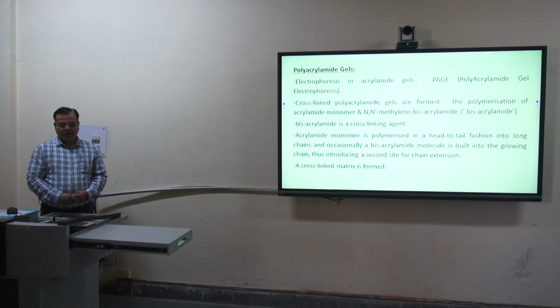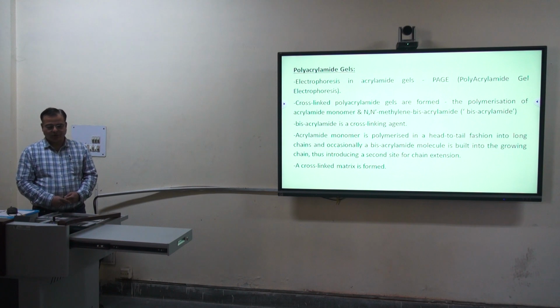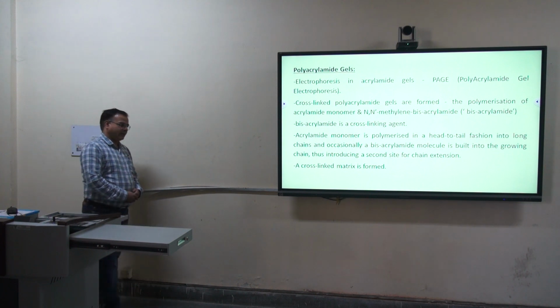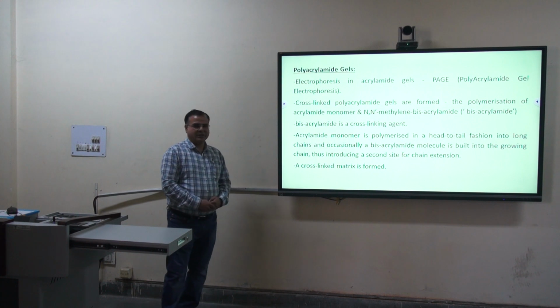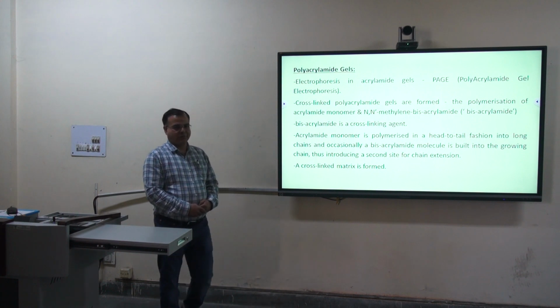Next, we use polyacrylamide gels. Polyacrylamide gels are polymers of acrylamide monomers. Polyacrylamide gels are mostly used for running protein samples.